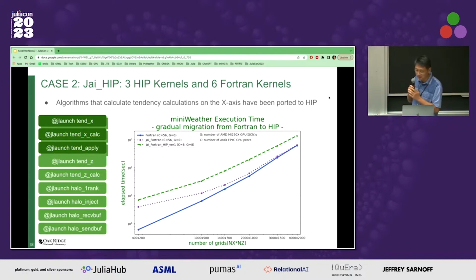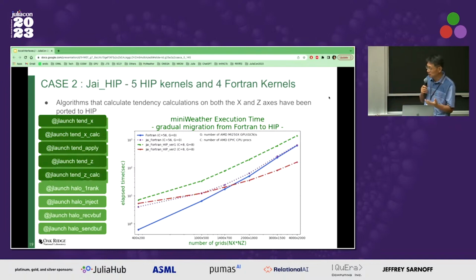So we ported 3 kernels, and the performance is a little bit slower. One reason is that we used 8 CPUs, while Fortran used all 56 cores in one node. And also there's some overhead of the data exchange between GPU and CPU.